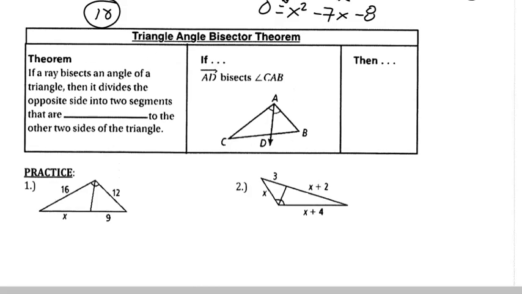All right, we got this one right here. Basically what it is saying is if a ray bisects an angle of a triangle, then it divides the opposite side into two segments that are proportional to the other two sides. If I call these x, y, z, and w, there are many different ways that you can set this up. Again, I'm going to set it up as x is to w as y is to z.